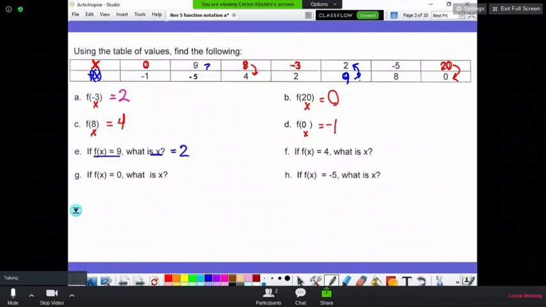Let's try that again. For f of x equals 4, so I know f of x equals 4, not x. Don't know what x is, but f of x is 4. So I'm going to go on my f of x row, over till I find 4, which is right here. And x is 8. So let's try that again. On G, f of x is 0. So go on your f of x row and find 0 to discover what x is.